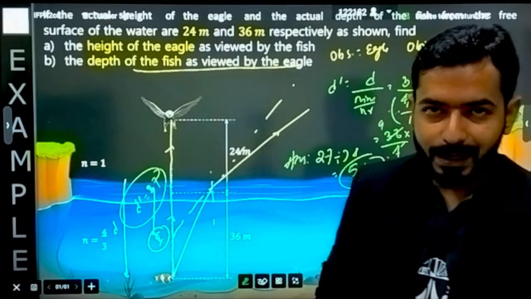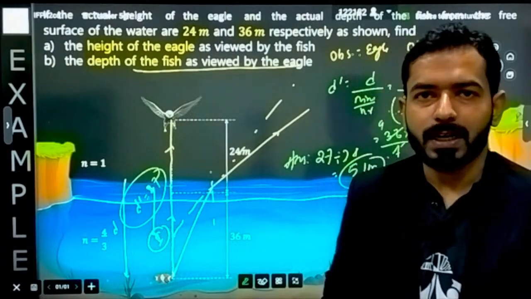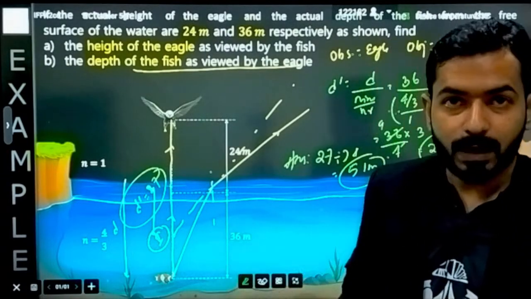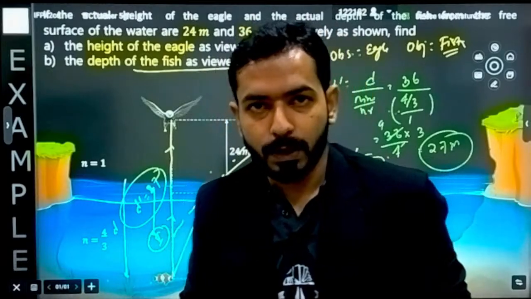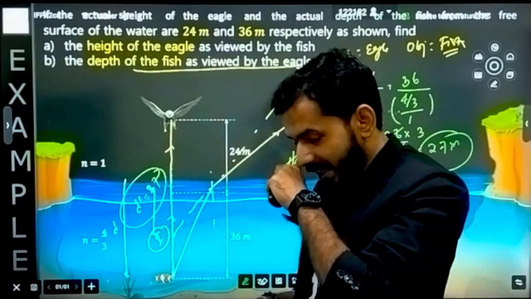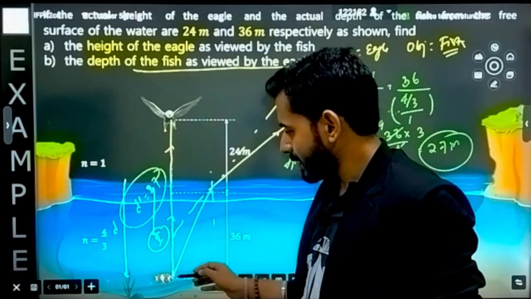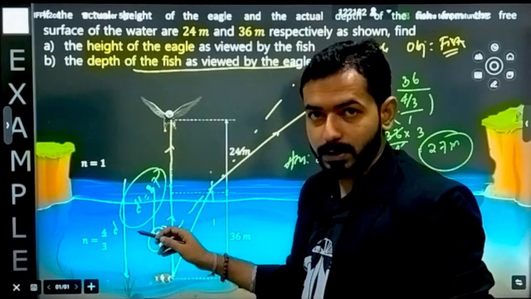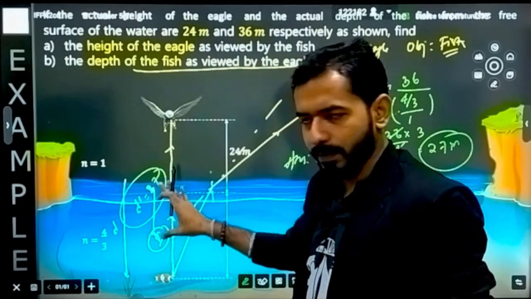Okay. Is it clear? Apparent depth, when we are calling real depth, even we have seen everything by the ray diagram. Ray diagrams also prove the same thing. If you are having, let's suppose for a moment, the answer is negative, apparent depth will be having positive.